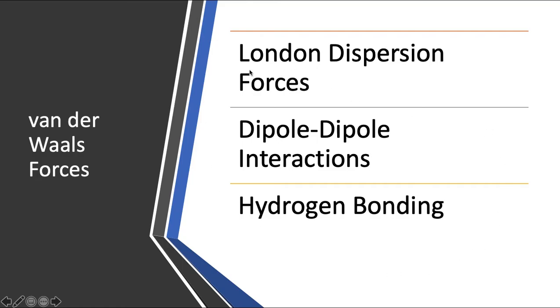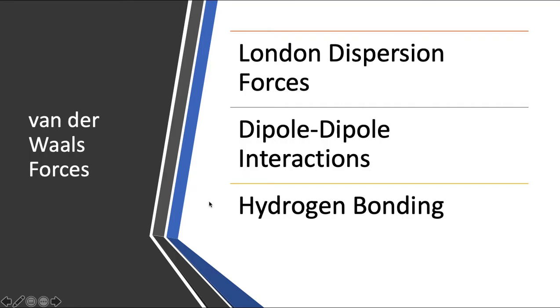The first one, London dispersion forces. The second is dipole-dipole interactions. And the last one is hydrogen bonding. The way I have listed them here, they're in order of increasing strength. The weakest are London dispersion forces. Then come dipole-dipole interactions. Then come hydrogen bonding.